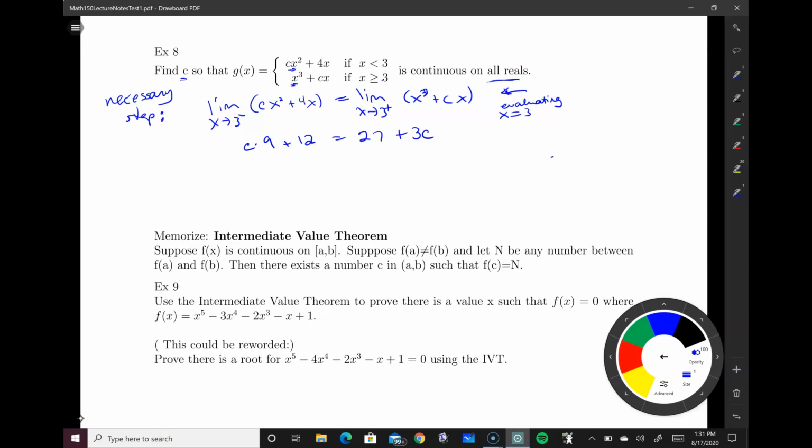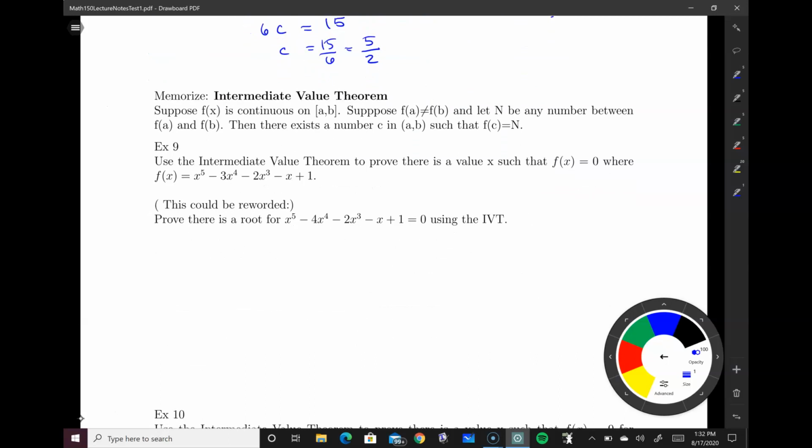So now it's my job to solve for c. I'm going to subtract this over, so 9c minus 3c gives me 6c. I'm going to subtract this over, so I get 15. And so c is 15 over 6, or 5/2. So that's the value of c that makes this function continuous.